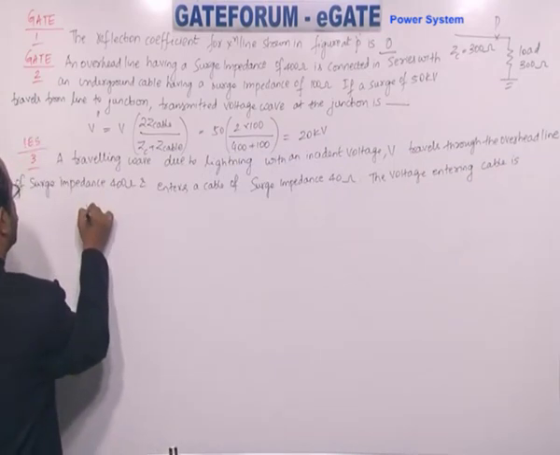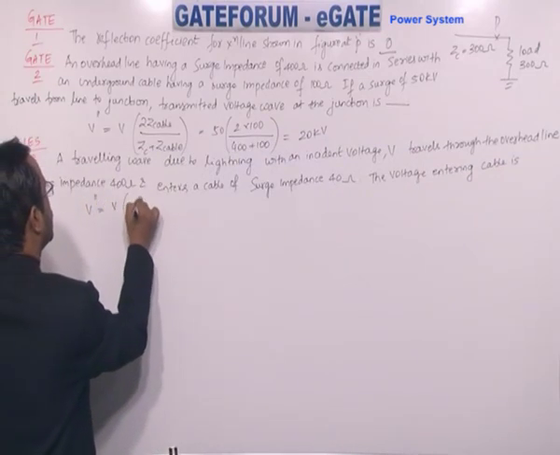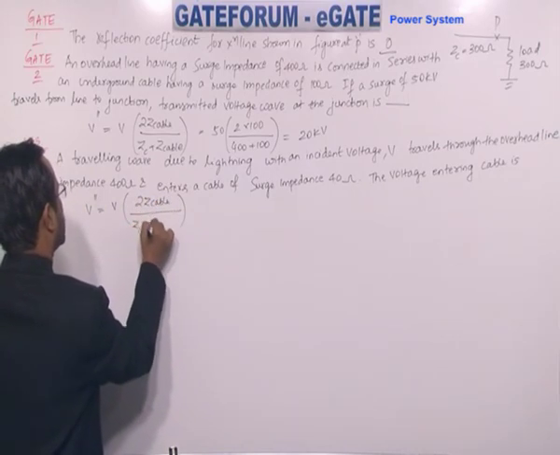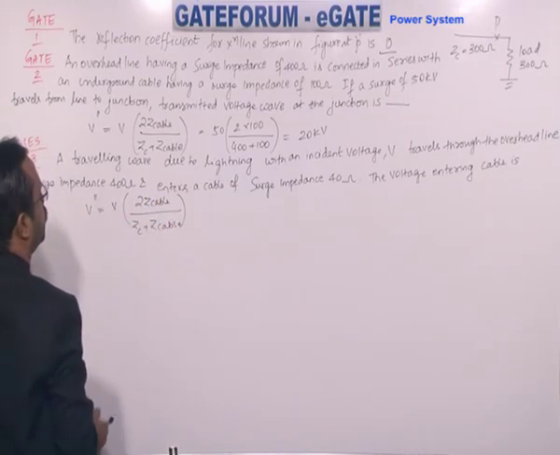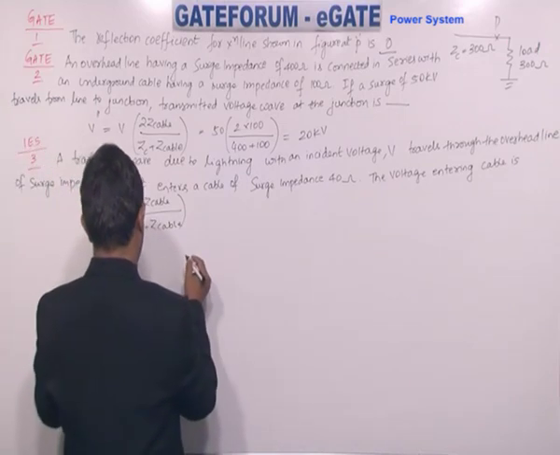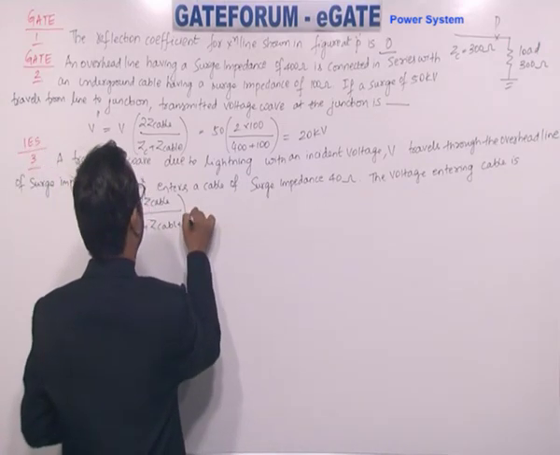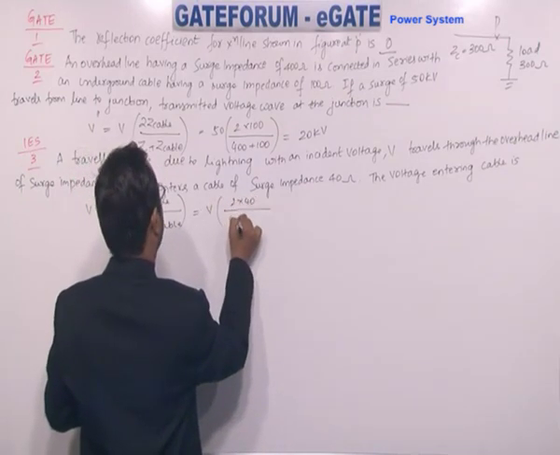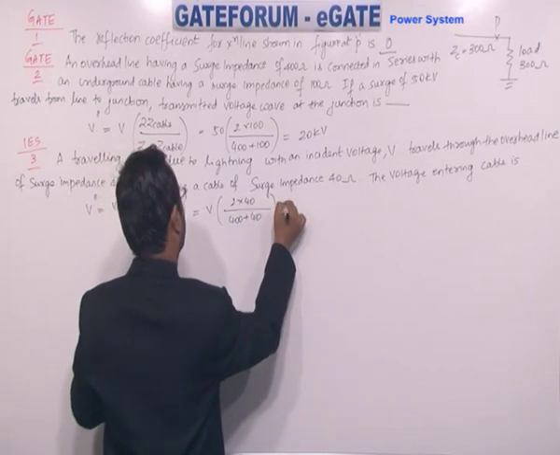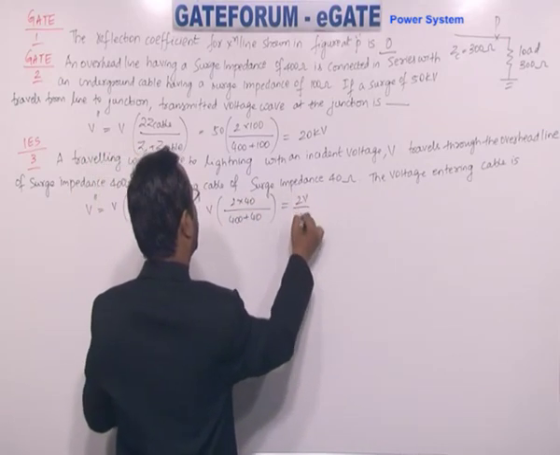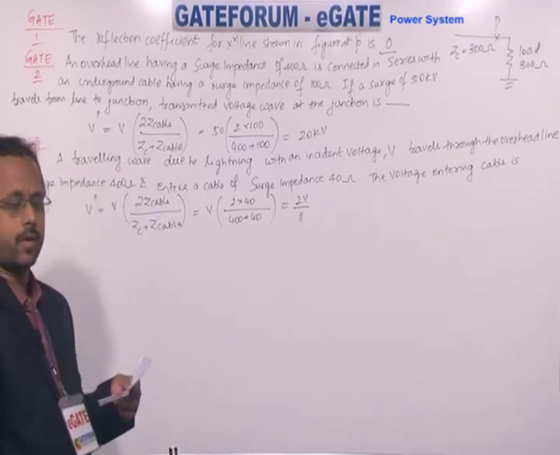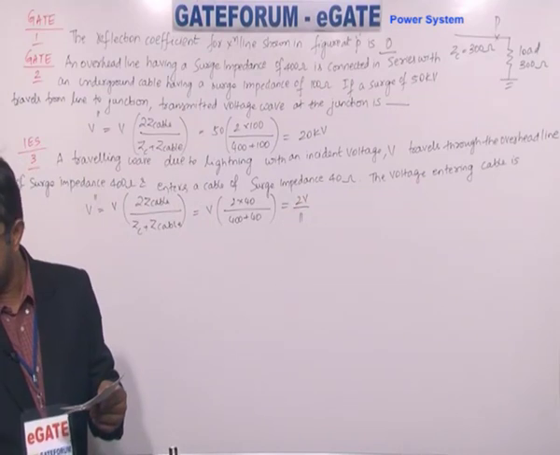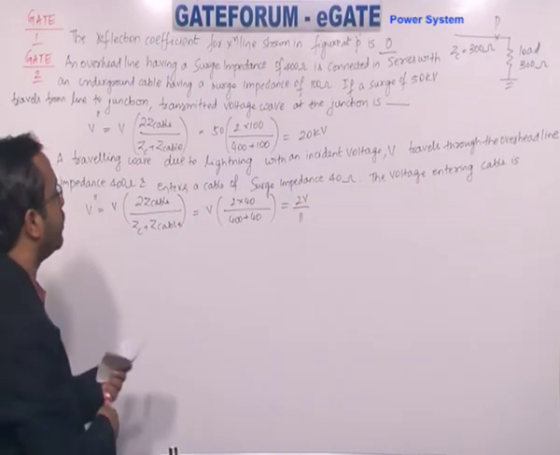So similar to the last question, find out V double dash. V into 2 times Z cable by ZC plus Z cable. And V, how much? Not given, so you get the answer in terms of V only. 2 into 40 by 400 plus 40. Simplifying, how much you get? You get 2V by 11. So what is the answer you get? 2V by 11.